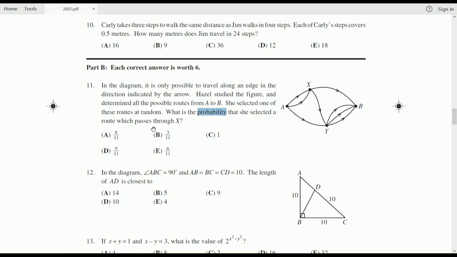What is the probability that she selects a route which passes through X? Okay, and then we have a whole bunch of probabilities here. Okay, I'm going to rule out C right away. C would be 100% of the time she has to pass through X, and I've already said she could go from A to Y to B immediately, and that wouldn't make her pass through X. So already I've narrowed some of this down a little bit.